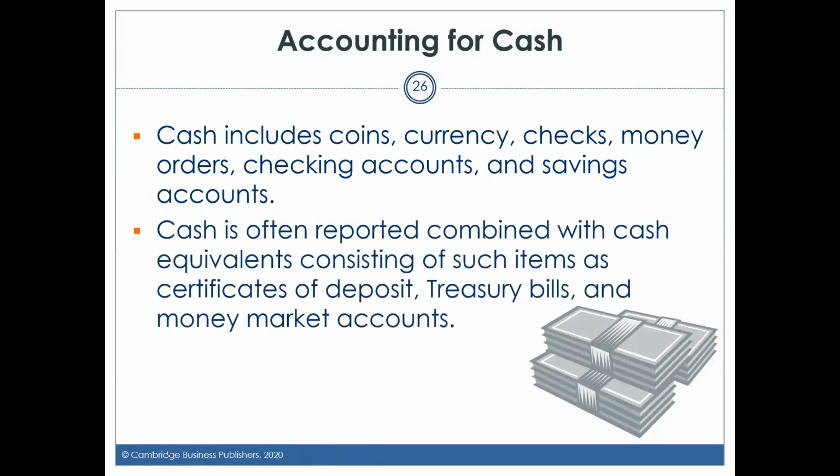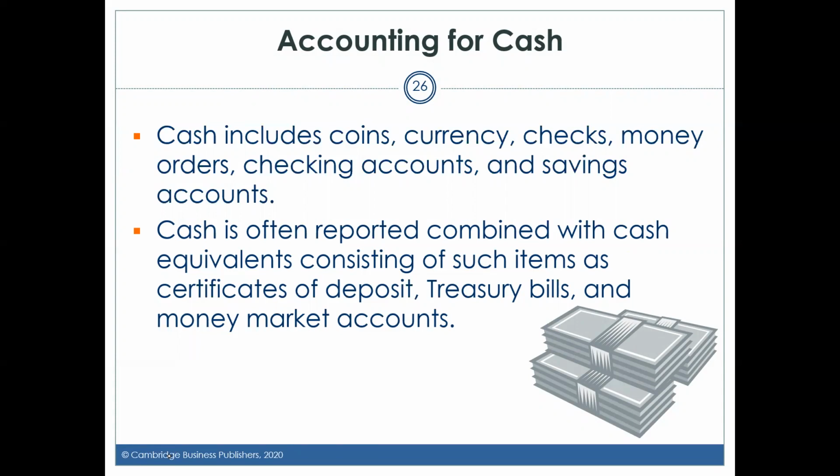On the balance sheet, you rarely just see cash. You see the heading cash and cash equivalents most often. So cash is combined with cash equivalents. What's a cash equivalent? A cash equivalent is something like a CD, a treasury bill, or a money market account.